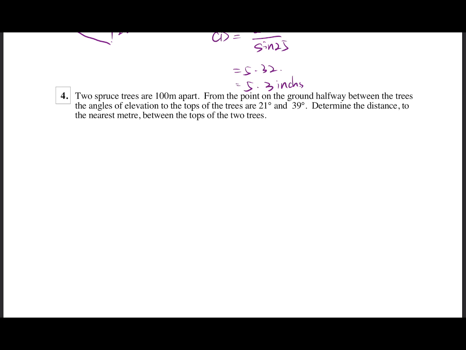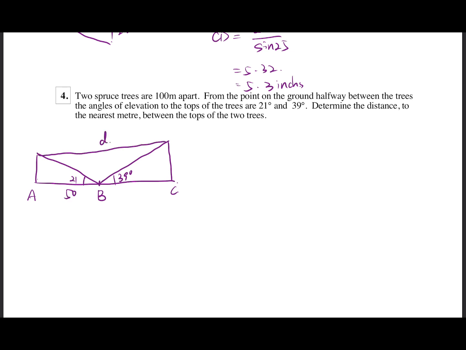Okay, and we have two trees 100 meters apart, and a point in the middle, halfway. So here we have A, B, and C, and B is the midpoint of AC. The angle of elevation for one is 21 degrees and for the other is 39 degrees. We need to determine the distance between the tops. This is 50, and this is 50.